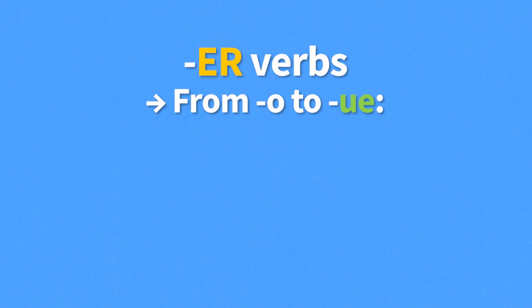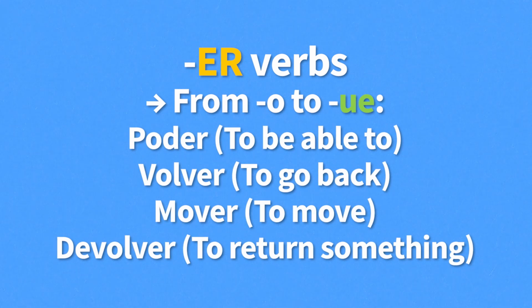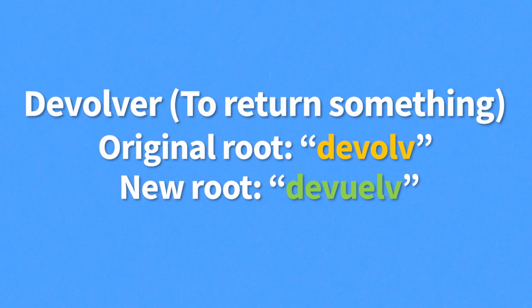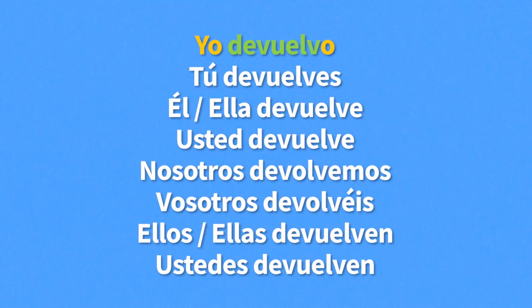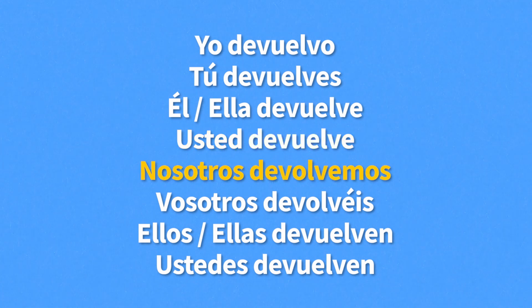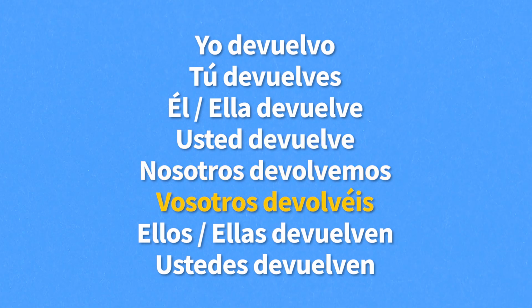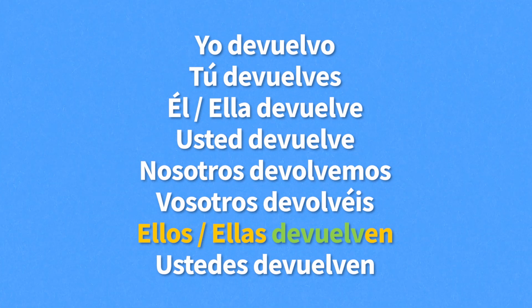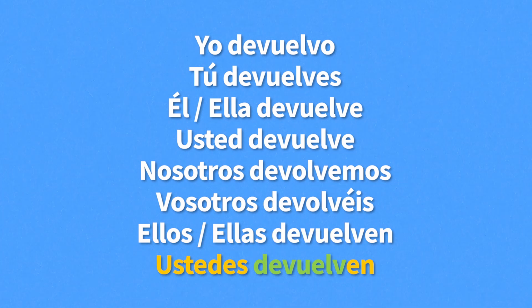The next root change for ER verbs is from O to UE. Some examples are poder, to be able to, volver, to go back, mover, to move, and devolver, to return something. Let's focus on the verb devolver. The root changes from devolv to devuelv. Here's the whole conjugation. Yo devuelvo. Tú devuelves. Él, ella devuelve. Usted devuelve. Nosotros devolvemos. Vosotros devolvéis. Ellos, ellas devuelven. Ustedes devuelven.